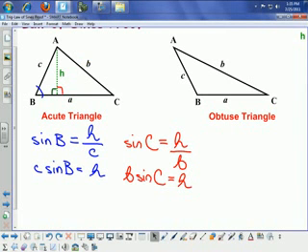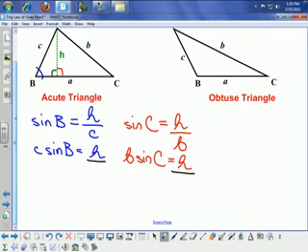So here we have two expressions, both equal to h. So if they're both equal to the same height in the acute triangle, then they have to be equal to each other. So I'm going to take c sine angle B equals b, side b, sine angle C.